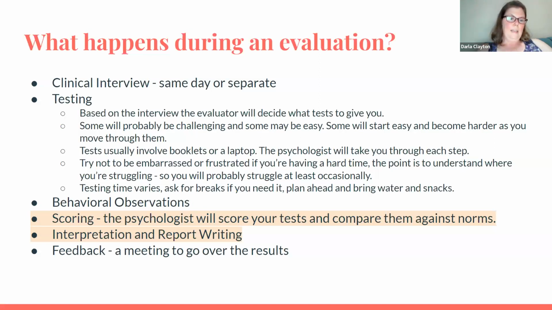And then I have these next two highlighted very palely, so you might not see it, but they are. The next 2 steps are important, but they don't have anything to do with you. So you get to go home and the psychologist will score your tests and compare them against the norms. And then they'll interpret that information, interpret all the data. Usually they have tons of data, so they're taking all that in, looking at it, figuring out what kinds of recommendations make sense for you. And then they're going to usually write a report, a fairly comprehensive report, ideally.